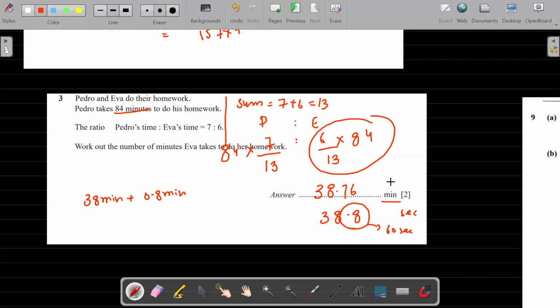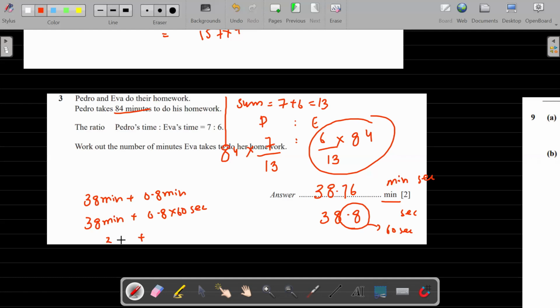If he would have said to convert this into minutes and seconds, how do we convert into minutes and seconds? You have to take the decimal part separately. That decimal is converted into seconds, because 1 minute is 60 seconds, so it will be 0.8 times 60. It will be 48 seconds.